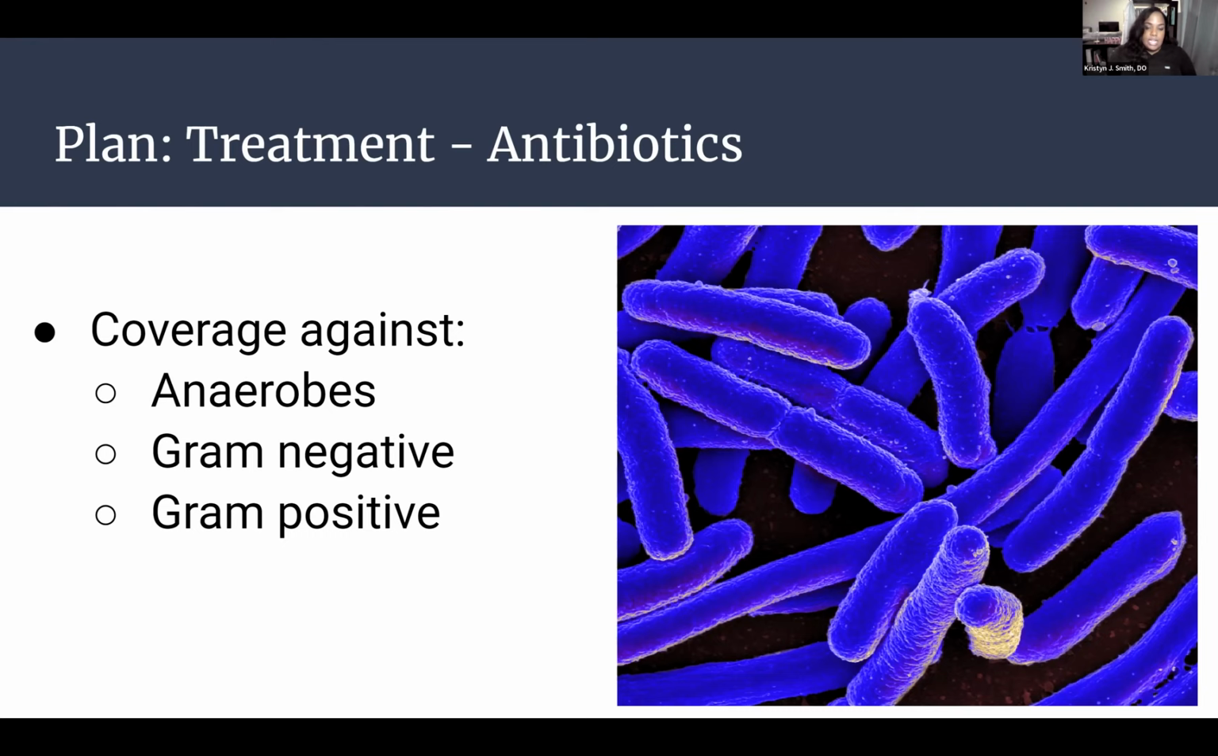Other combinations that I tend to use a lot are Unasyn, which is ampicillin and sulbactam, or Zosyn, which is piperacillin and tazobactam. So you have a lot of options for antibiotic coverage, but you want to make sure that you are treating the appropriate bugs. If you're concerned for Pseudomonas, then you want to make sure you're delivering something with anti-pseudomonal coverage. So you probably want to reach for a fourth generation cephalosporin in addition to your metronidazole. If you're concerned for MRSA, then you want to make sure that you're adding on vancomycin.